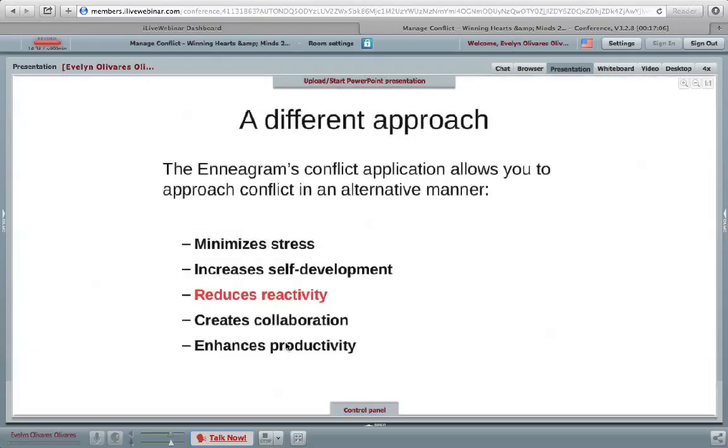So a different approach is with the Enneagram, and the conflict application here allows you to approach the conflict in an alternative manner. So what you want to do is minimize stress, increase self-development, reduce reactivity, and this system creates collaboration. It enhances productivity.